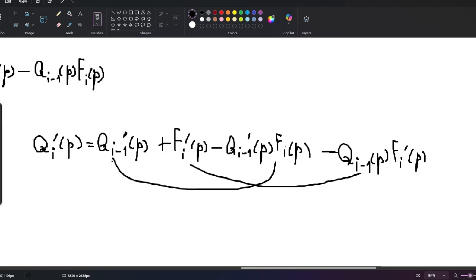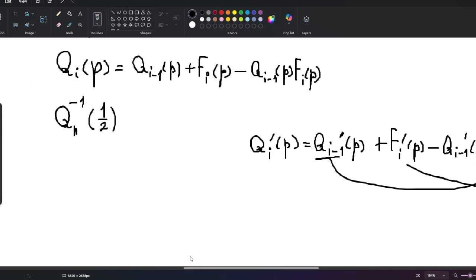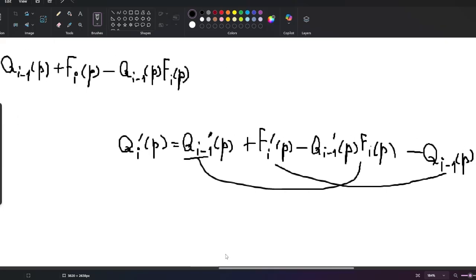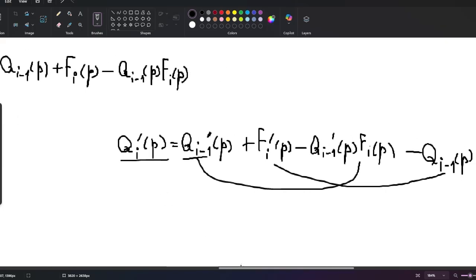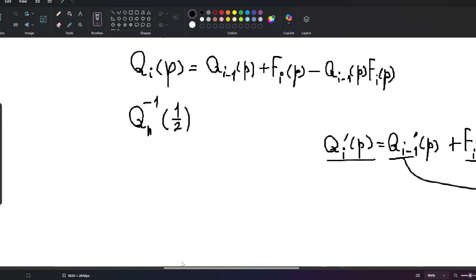As for the derivatives, q0 has positive derivative, as we were already shown. Now qi of p is going to have a positive derivative as long as all fi of p derivatives are going to be positive.